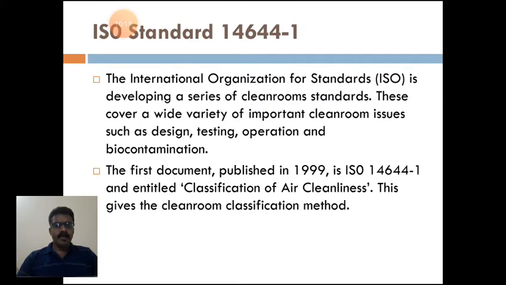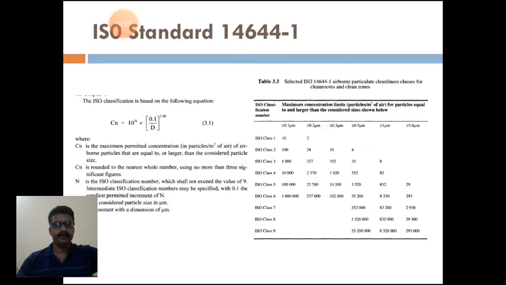So the first document, published in 1999, is ISO 14644-1, entitled Classification of Air Cleanliness. This gives the clean room classification methods. In ISO standard 14644-1, selected classes are there: ISO class 1, class 2, class 3, class 4, class 5, 6, 7, 8, and 9, and maximum concentration limits are given. So as per that, the standard has to be maintained.